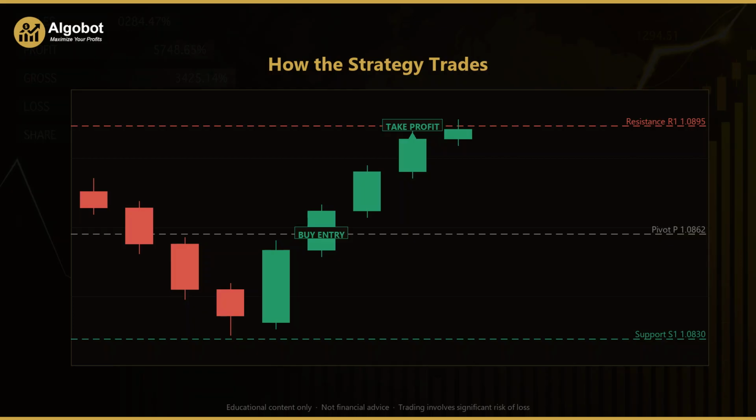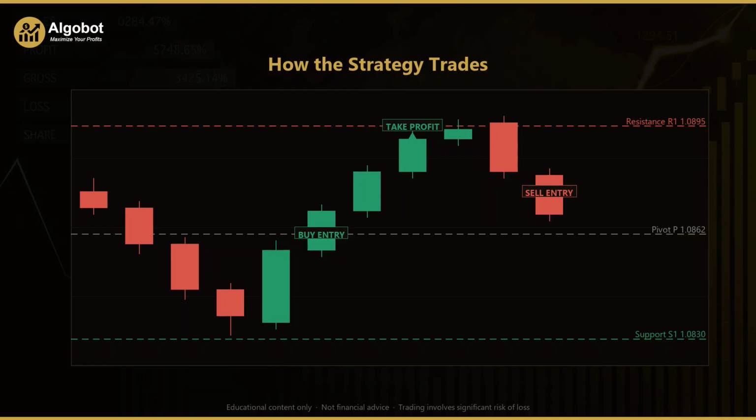Buyers are in control, and the move extends toward the resistance line. When price reaches the projected target, the take profit marker is hit, and the long trade closes for a gain in this illustration. Notice the reward was larger than the risk, that 1.5 to 1 ratio in action. But the chart isn't done.